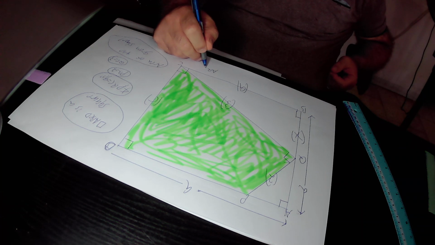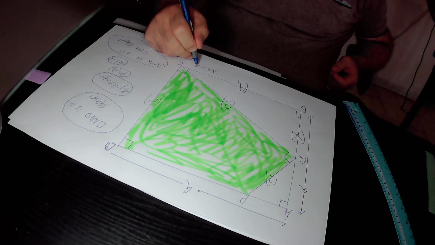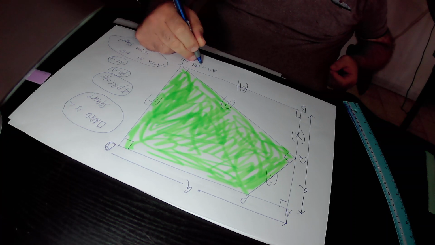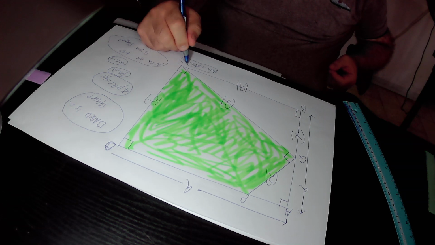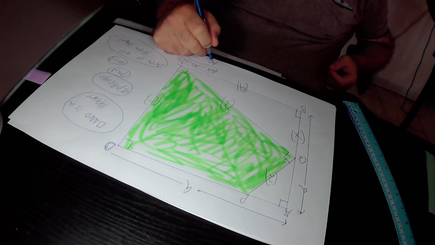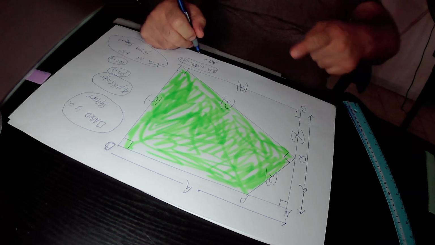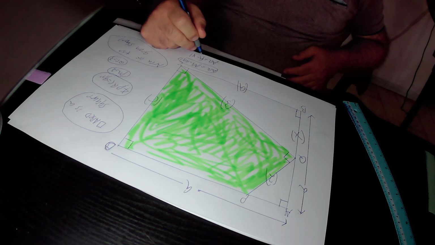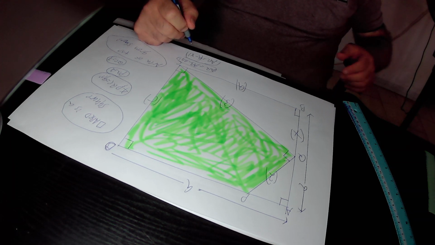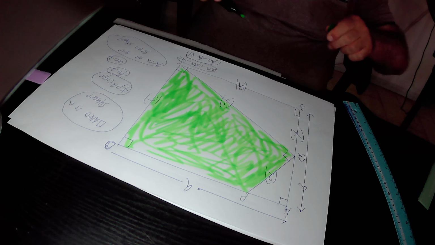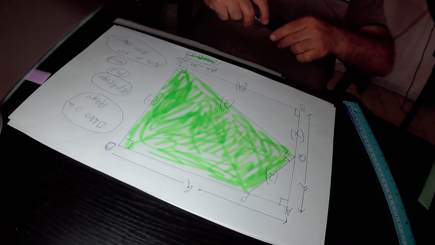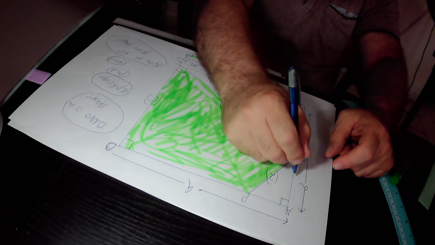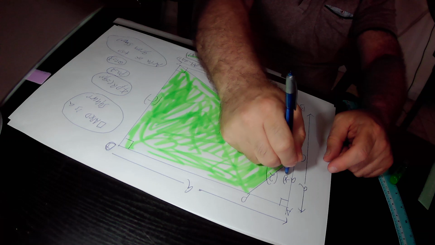AQ equals AB minus QB. So AQ equals AB, that is A, minus QB, that is X. So in total, AQ equals A minus X units in its length. This line segment AQ is equal to A minus X units.